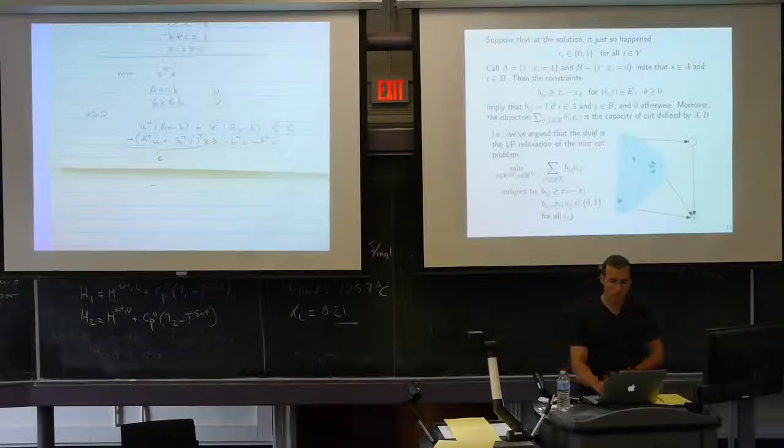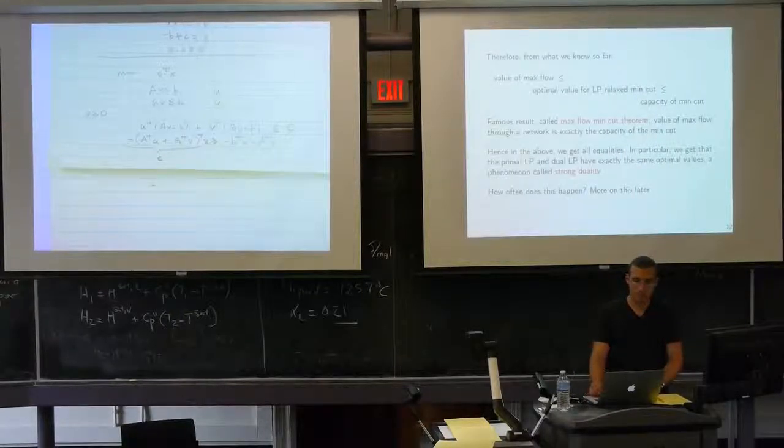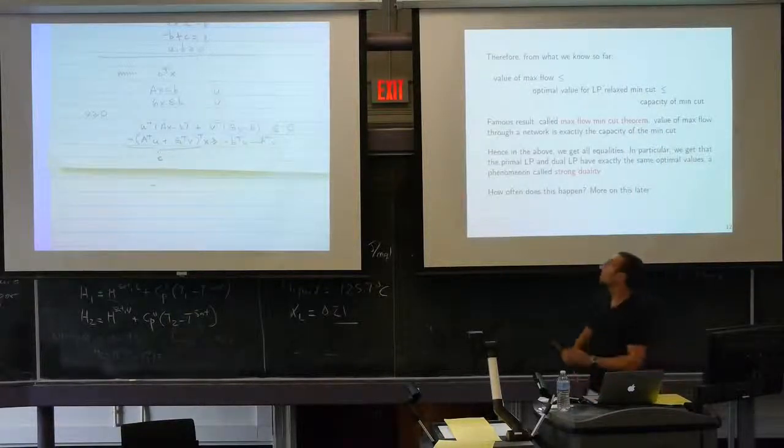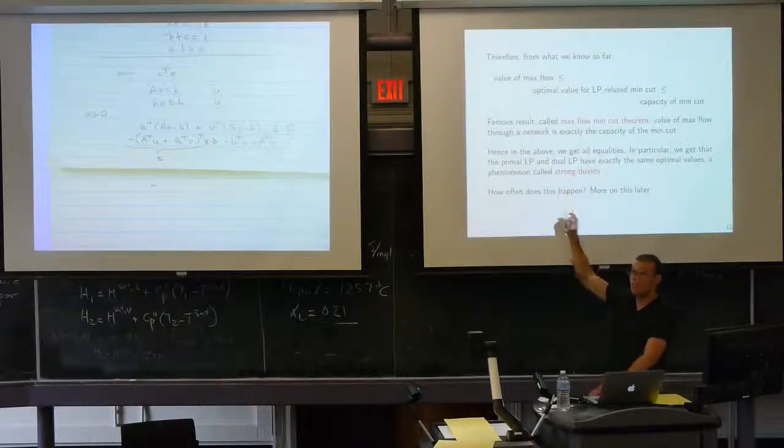So the min-cut problem itself is not a convex problem because we actually have these binary constraints, but if we relax it, we get this relaxed min-cut problem. That ended up being the dual problem of the max flow problem. So what we learn from what we already know is that the value of the max flow problem, by construction, we've upper bounded it by the value of our LP relaxed min-cut, just because that was the way we constructed the dual problem.